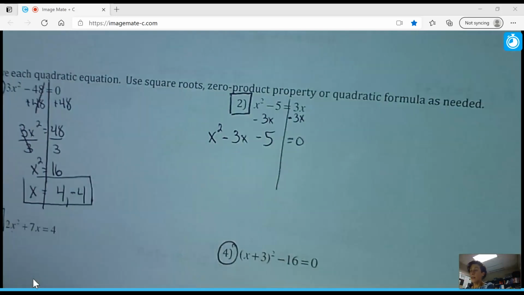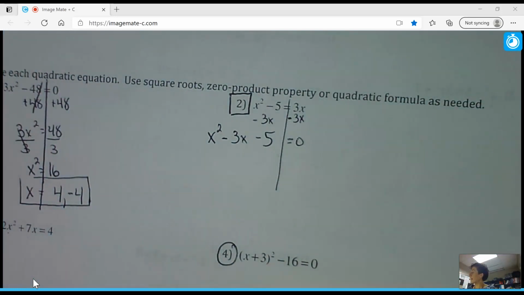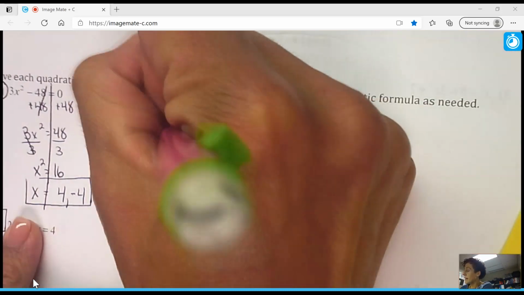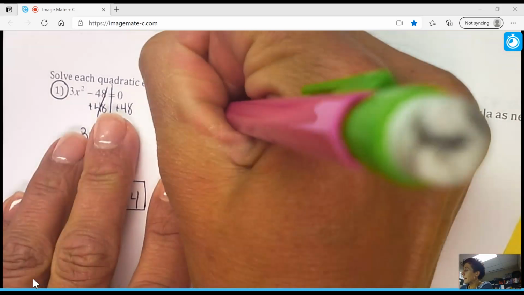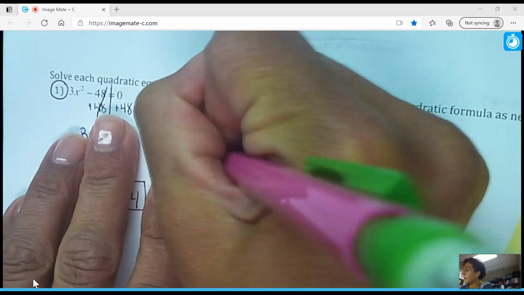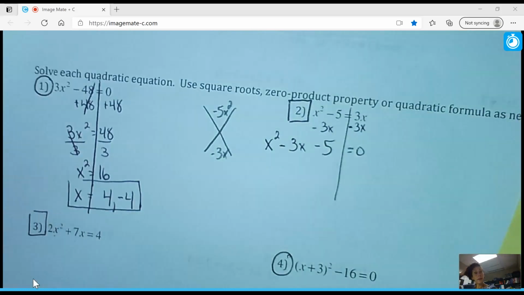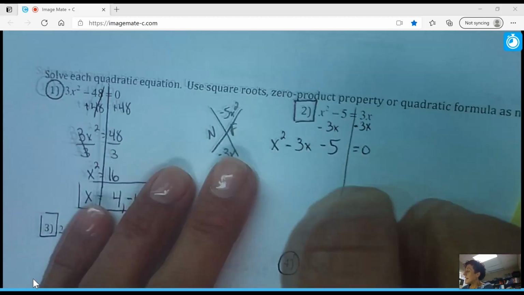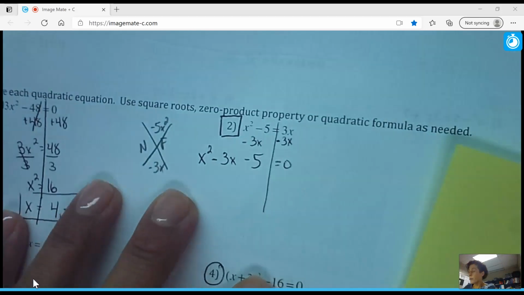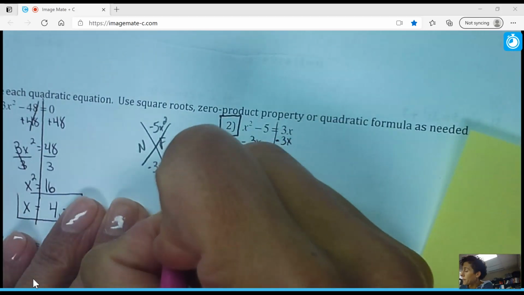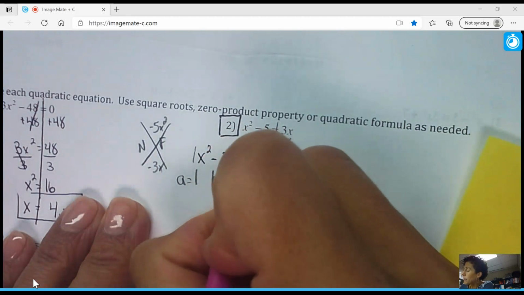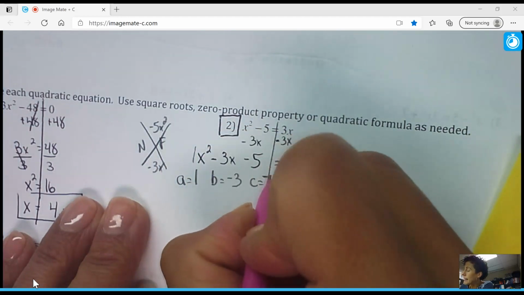What I'm going to check for first is factoring, because if I can factor it, that's much faster than the quadratic formula. So let me just put my x's over here. I've got some room. So factors of -5 that get me to -3. Well, there aren't any, so this is not factorable. So instead, what I'm going to do is the quadratic formula. I'm going to identify a, which is this invisible 1, b is -3, and c is -5.